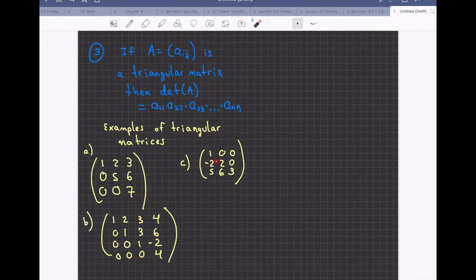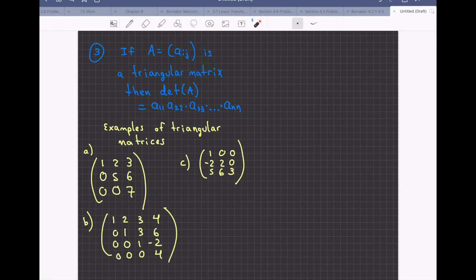In this case, this is the main diagonal. Above the main diagonal, we have only zeros. So either above or below the main diagonal, we have only zeros. That is a triangular matrix. When we have a matrix like this, the determinant is only the product of the numbers in the main diagonal.